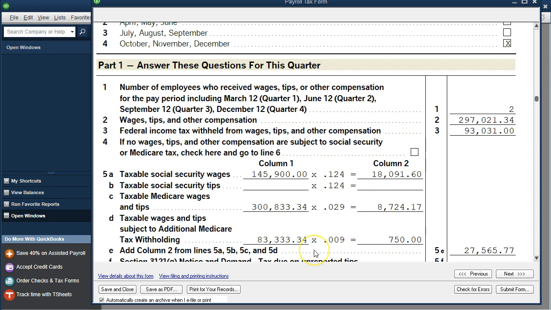And then we have the items that are going to be subject to the additional Medicare for the high earners, which is only being subject to Judy Jones. The earnings subject to additional Medicare is going to be the amount over the $200,000. So over a certain dollar amount, you'll have additional Medicare. Judy had 83,333.34 over the $200,000 in the fourth quarter, being subject to the additional Medicare at the $750. So those are our 3 wages.